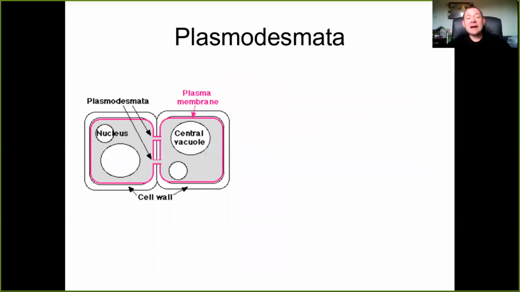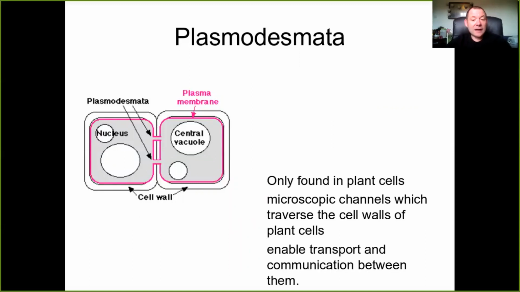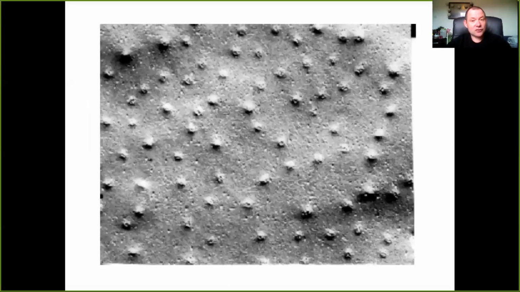The plasmodesmata, these structures that connect plant cells together, one to the next, so that nutrients can flow between cells, or the phloem, for example, within a stem, or the xylem for that matter. Only found in plant cells, microscopic channels which traverse the cell walls of plant cells. They enable transport and communication between them. Zoomed in, you can see what they look like, little bumps.